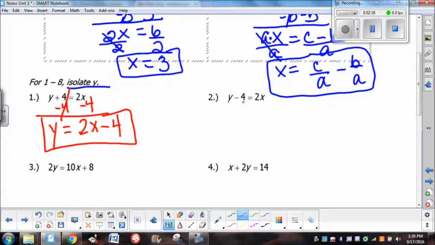In number 2, same thing. If I'm going to isolate y, because those are my directions back here, I would add 4 to both sides, and I'm left with y equals, put the x term first, 2x plus 4. Y is all by itself.